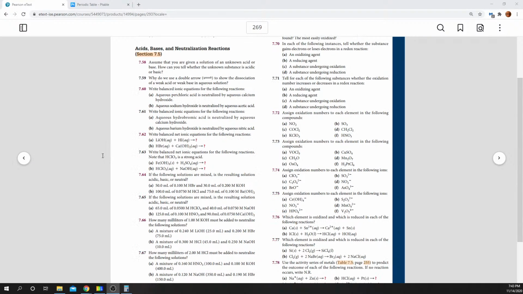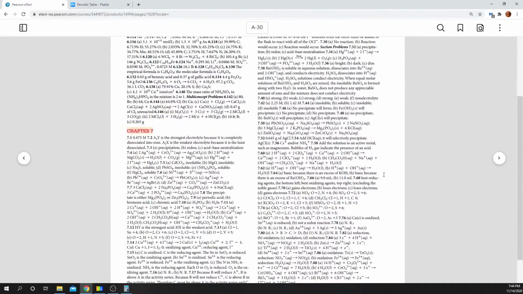All right, balanced net ionic equations, lithium hydroxide plus hydroiodic acid. Well, that's just going to be H plus plus OH minus goes to H2O. And so is the next one. I mean, that's not even hard. They're just acid-base neutralizations. I mean, am I missing something? No, I'm not. That's literally all they want. That's kind of goofy.